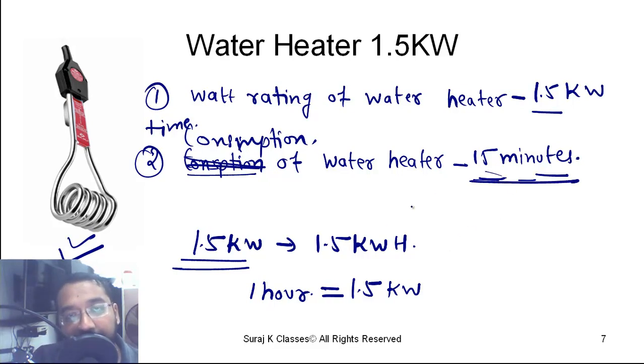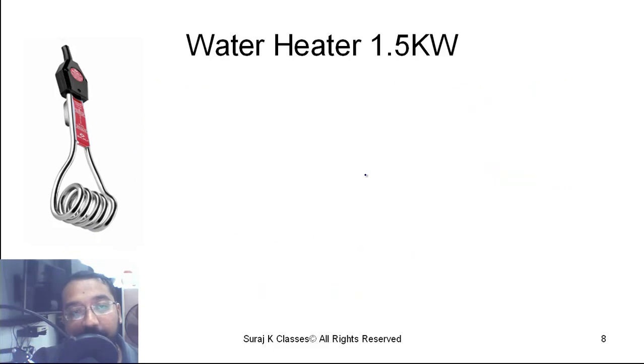Now you will have to consider how much power will be consumed for using it for 15 minutes only. So now I am keeping it simple for you. For 60 minutes, which means 1 hour, use of this particular water heater will give you 1.5 kilowatt at your meter reading. So 1.5 units would be consumed if you are using it for 60 minutes.